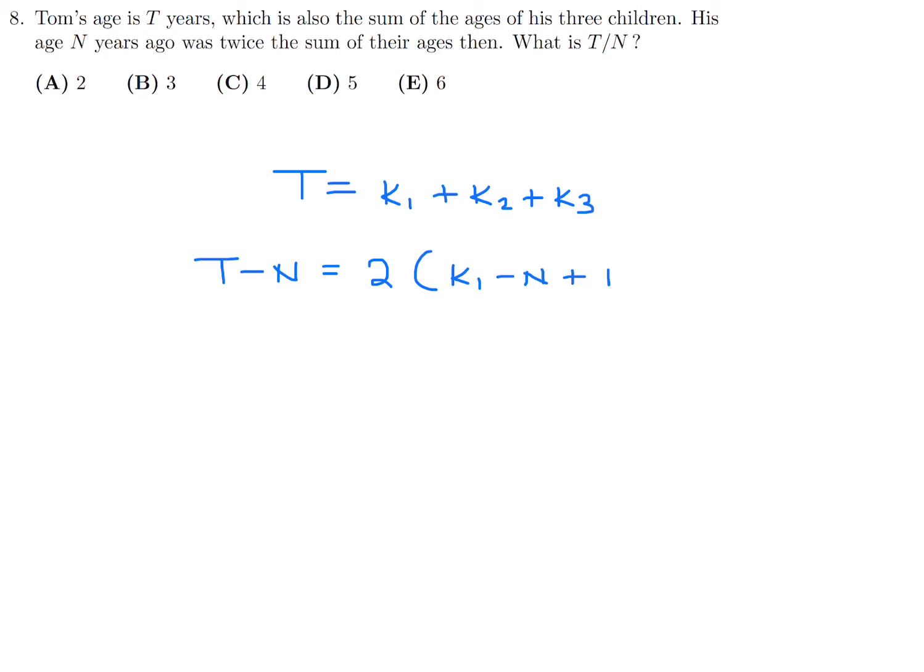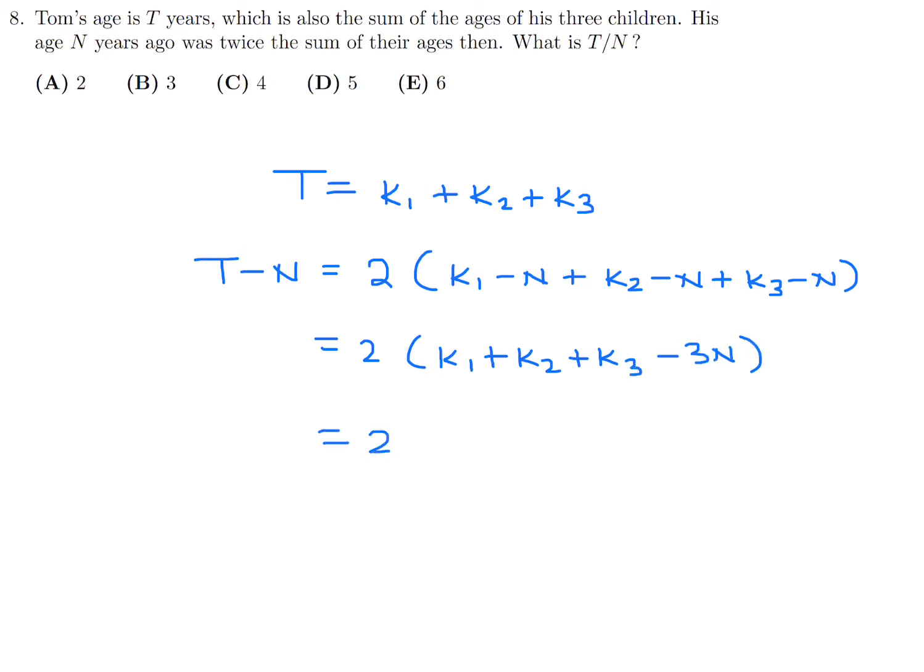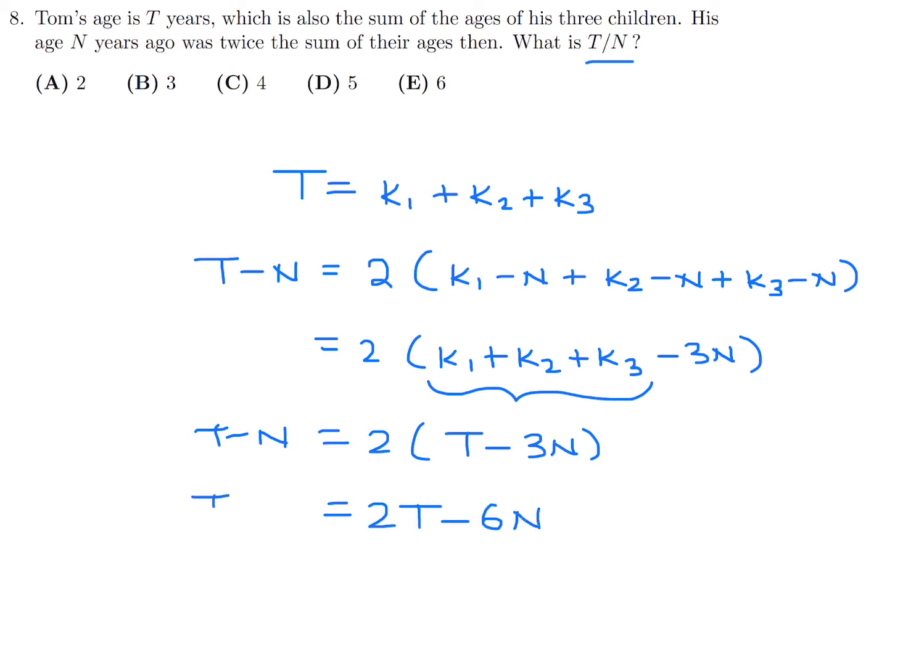So this time we have to subtract n from each of their ages, like that. And let's simplify this. So we got 2 times k1 plus k2 plus k3 minus 3n, like that. And this right here is just t. So it becomes t minus 3n. And that is equal to t minus n. And this is going to help us solve for this t over n. So you get 2t minus 6n is equal to t minus n. So that becomes t is equal to 5n, and therefore t over n is equal to 5. So number 8, the answer is D.